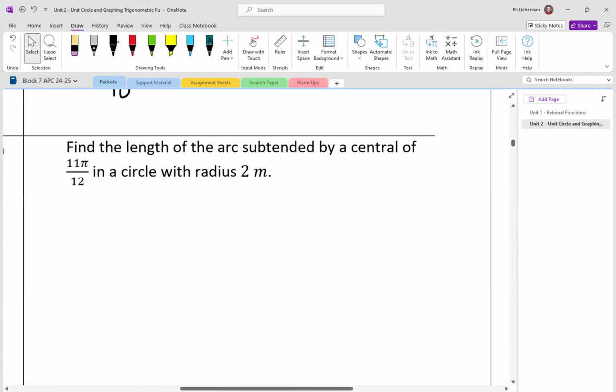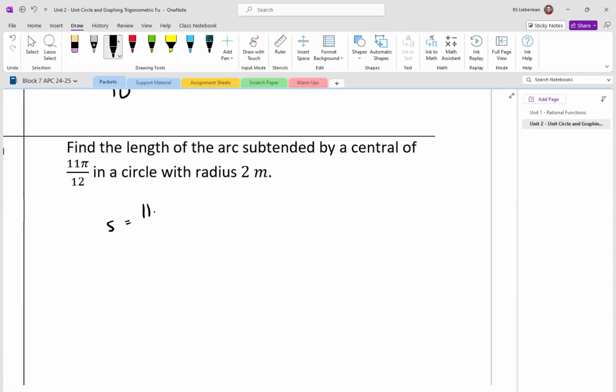Thank you. And this one, find the length of the arc subtended by a central angle of 11 pi over 12. The radius is 2 meters. What do we do? Just do it. Wait, let me do this. Are we okay with this? Just multiplying this out? Okay, so 11 pi over 6.